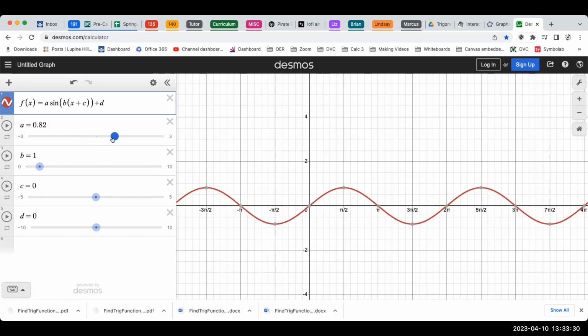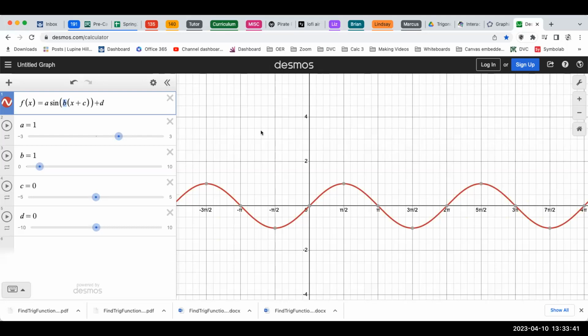Okay. Let me bring it back to 1. Okay, the B. Inside or outside the function? Inside. So it's going to affect which coordinate? X. And notice that it's multiplying, right? But when you're affecting the X coordinate, you always did the opposite. So you're actually going to divide the X coordinates. So you're going to be compressing it.